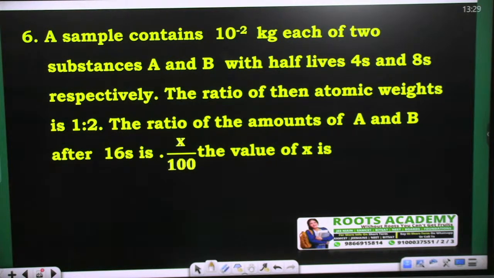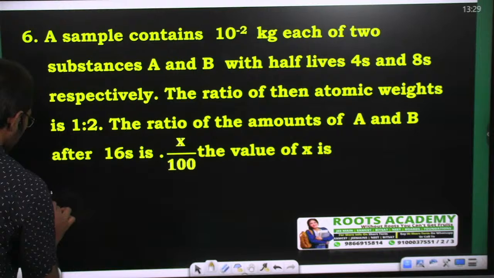A sample contains 10 power minus 2 kg of two substances A and B with half-lives 4 seconds and 8 seconds respectively. The ratio of their atomic weights is 1:2. The ratio of amounts of A and B after 16 seconds is x by 100. Find the value of x. So how do you solve this?